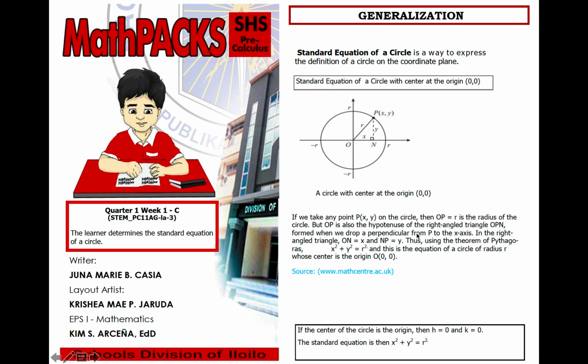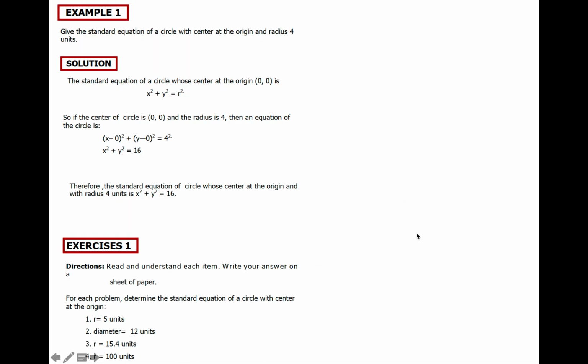All right, now let's have some examples. For example number 1, you're asked to give the standard equation of a circle whose center is at the origin and a radius of 4 units. Following the standard equation, x squared plus y squared equals r squared, you'll have x squared plus y squared equals 4 squared, or 16.